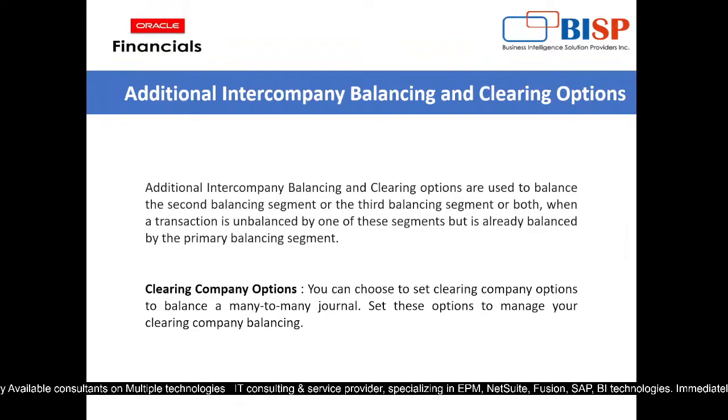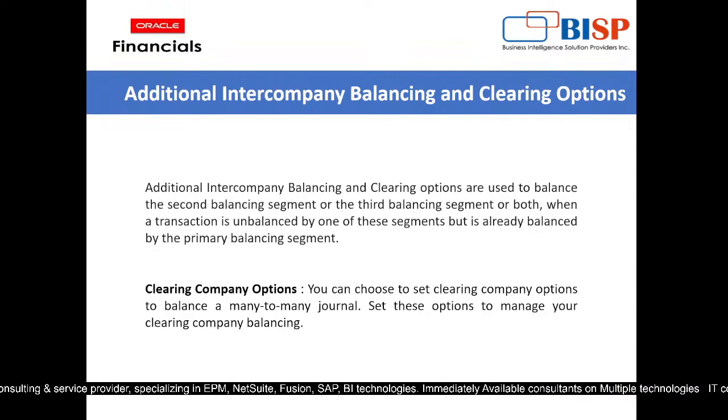Then comes the clearing company option. You can choose to set the clearing company option to balance a many-to-many journal. Set these options to manage your clearing company balancing. Oracle recommends always setting clearing company options to handle many-to-many journals. This avoids balancing failing during general ledger posting or the subledger accounting create accounting process.